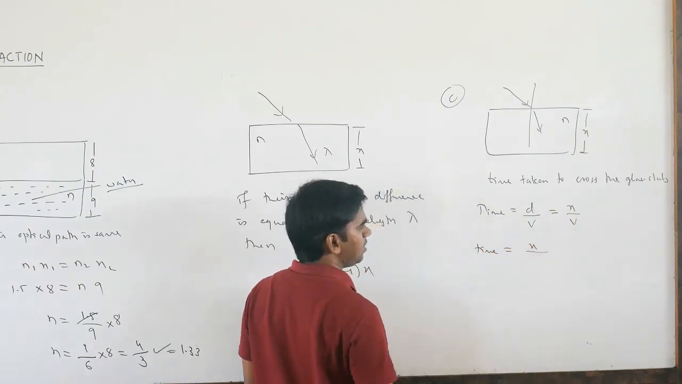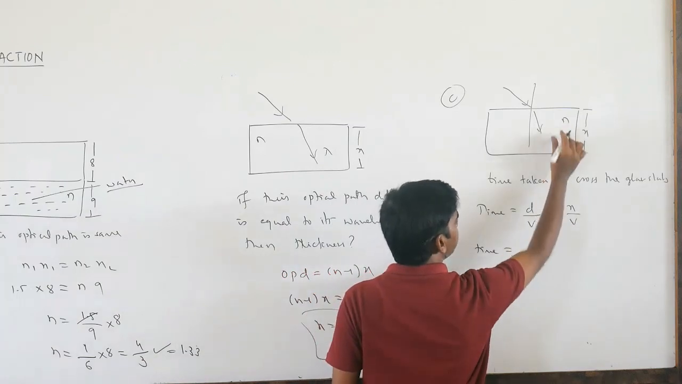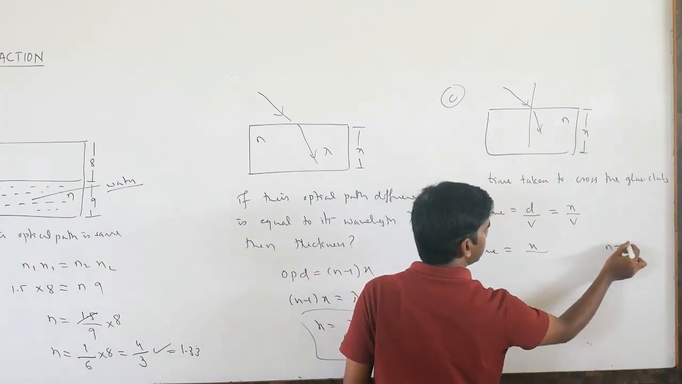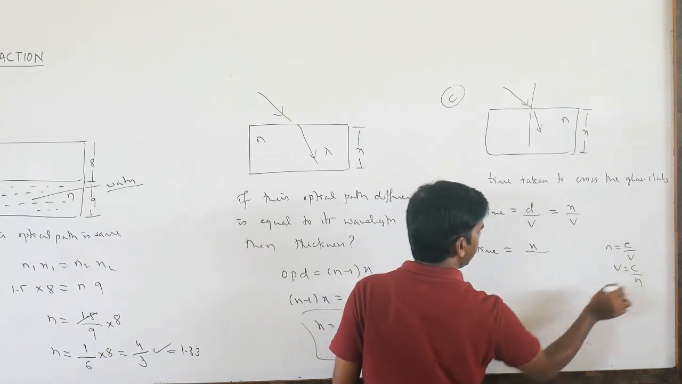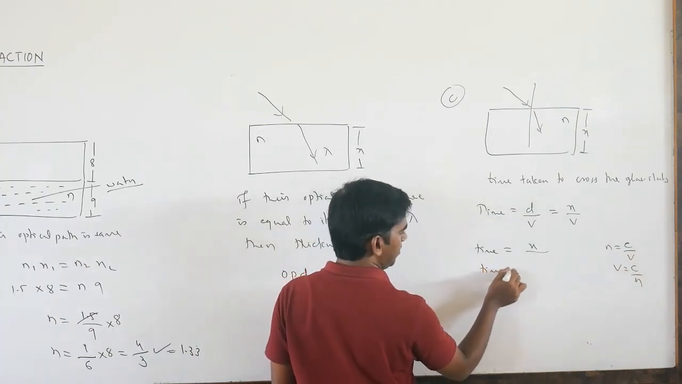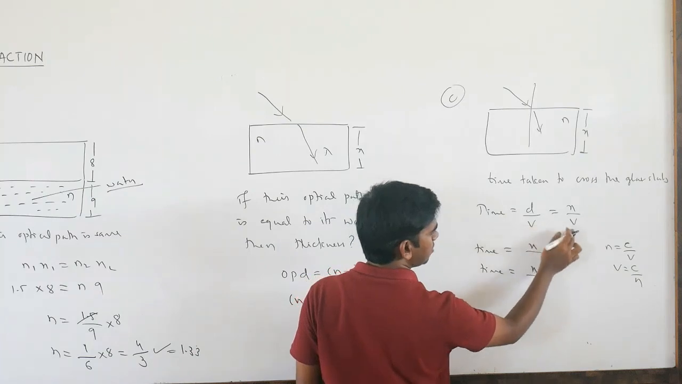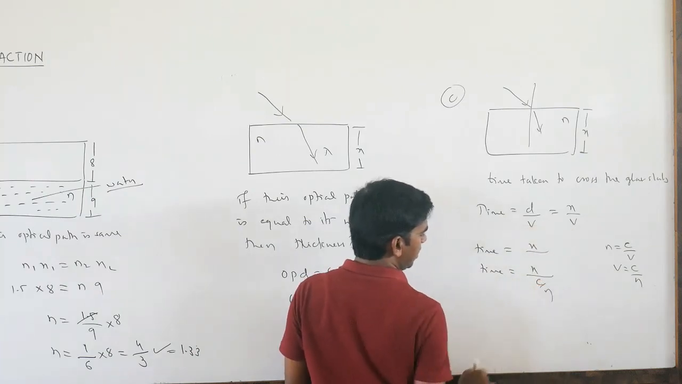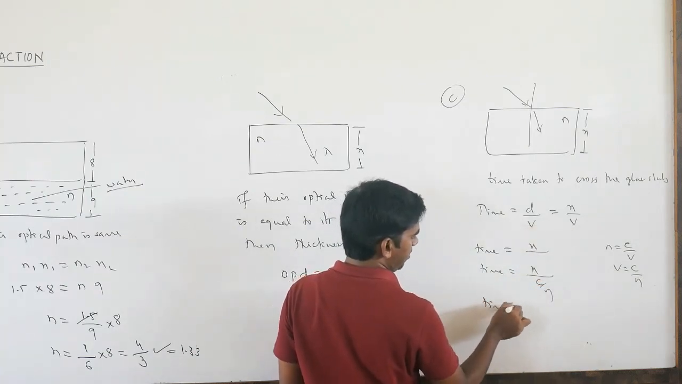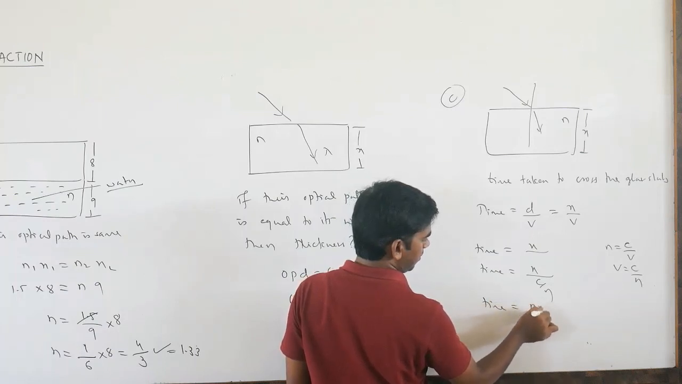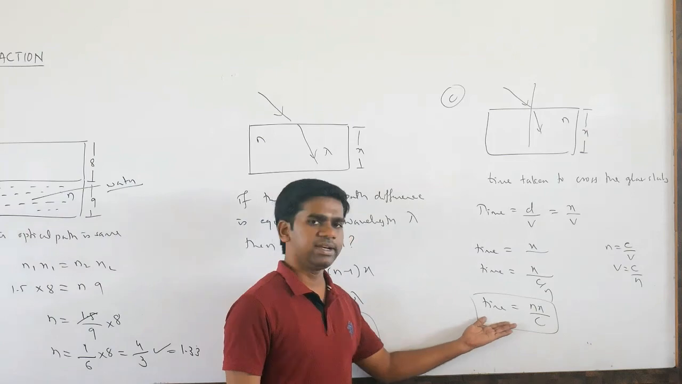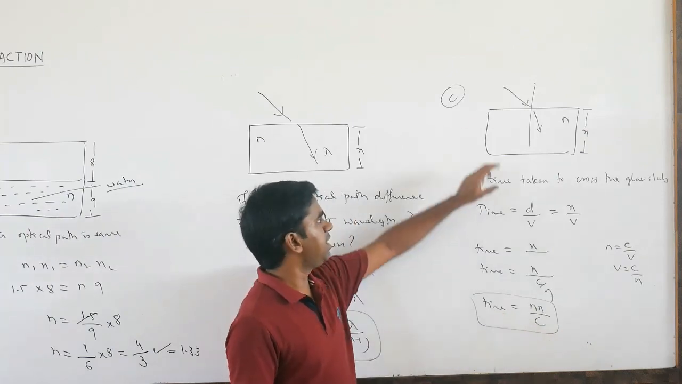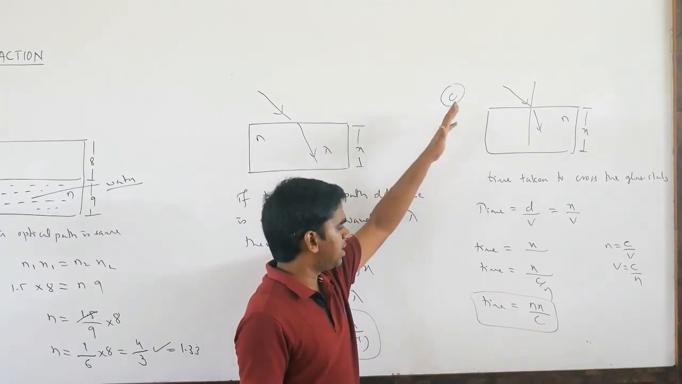How can we calculate v? We know that n is given, and n equals c divided by v. So v equals c by n. So time equals x divided by c by n, so time equals n into x divided by c. So this is also something we can directly get: nx divided by c is the time taken to cross the given medium.